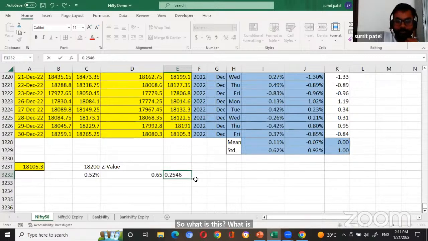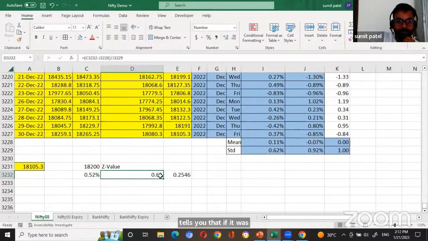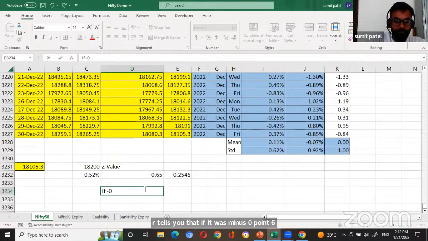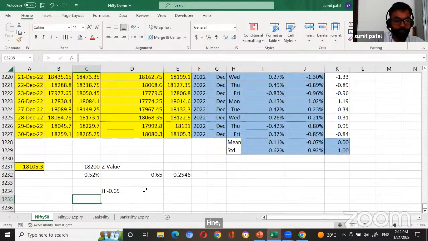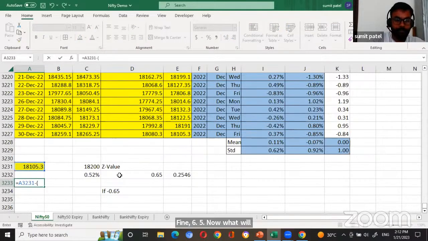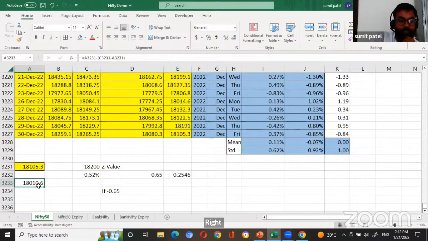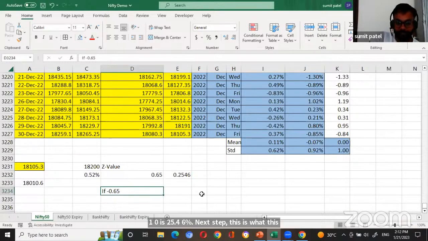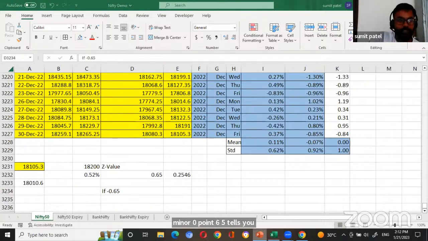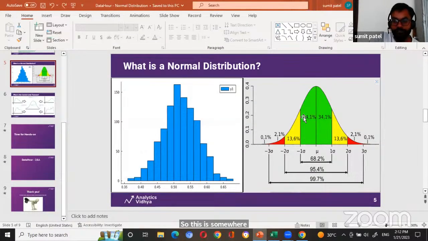What is this number? Now this number tells you that if it was minus 0.65, it would be this, the same number, but going back below. So the probability of Nifty going below 18,010 is 25.46% the next day. This is what this number for minus 0.65 tells you. So minus 0.65 is somewhere here. Okay, so a 25% chance that Nifty is below.